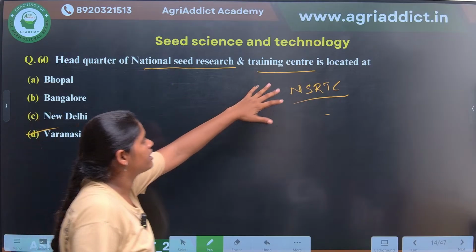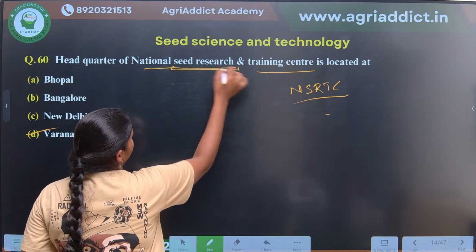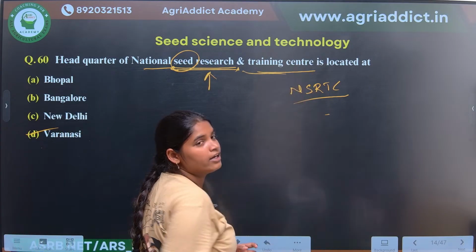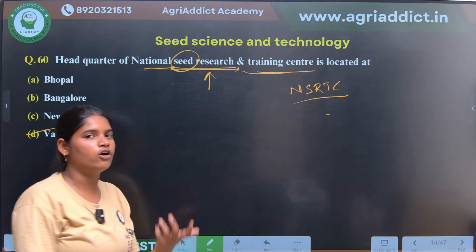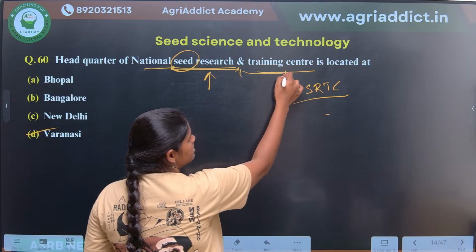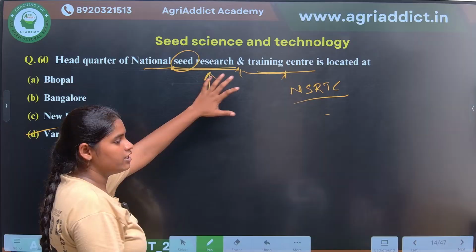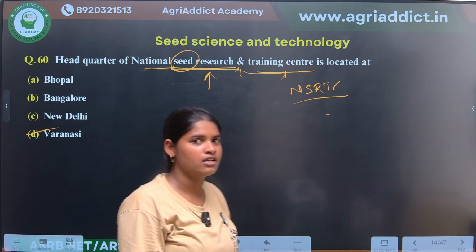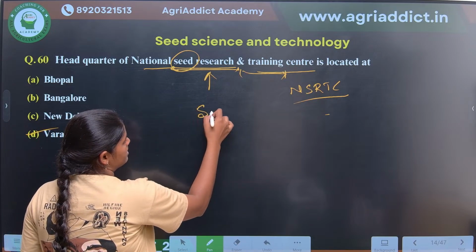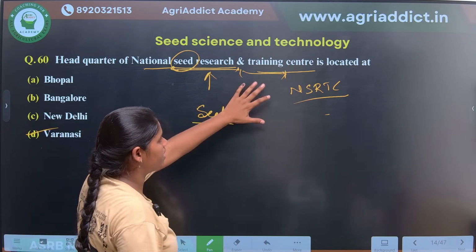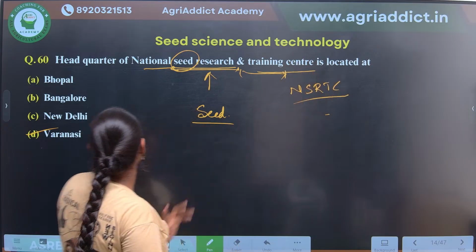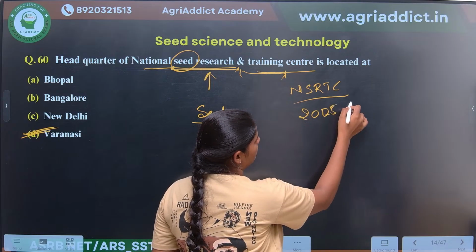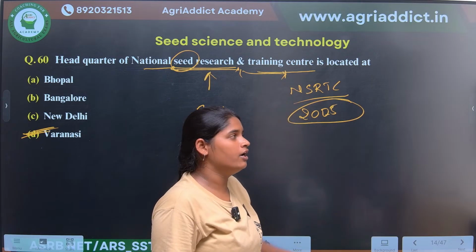The National Seed Research and Training Center is related to seed first, where it is taking up research activities and also providing trainings through workshops, annual congresses, and seminars. In seed, it is also making partnerships with private seed industries and harmonizing our seed industries, right? So remember NSRTC, what all its functions are and where it is located: in Varanasi. Okay. When was it founded? 2005. Okay.